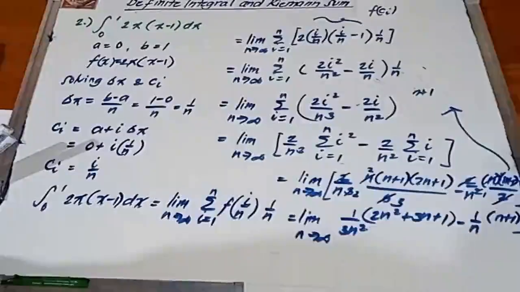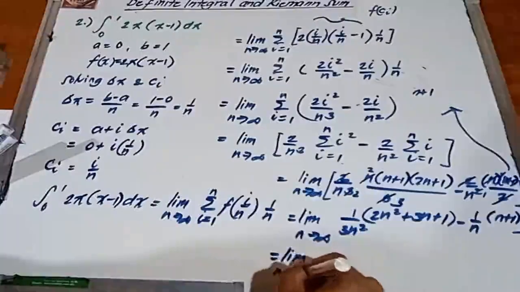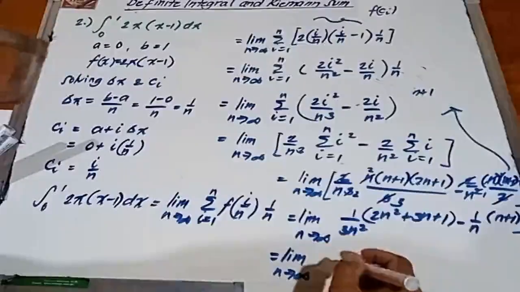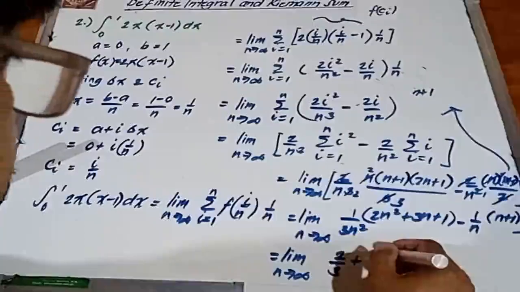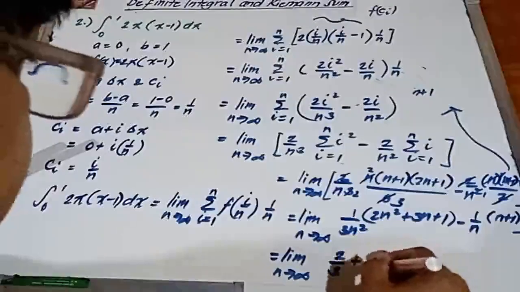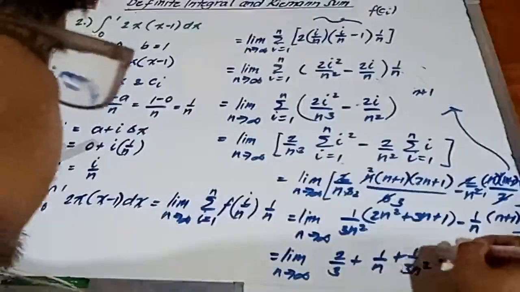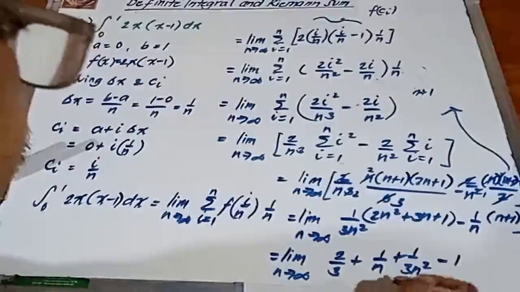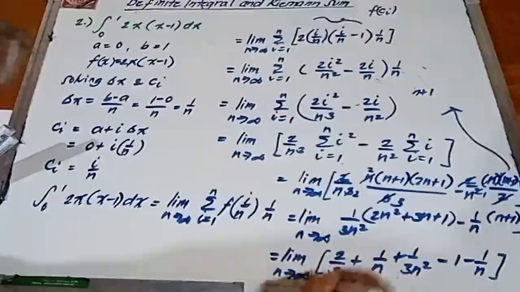Okay, ang kasunod. Expand natin, we have limit, n approaches infinity. This is 2/3 plus, cancel yung n. So, 1 over n plus 1 over 3n squared minus 1, then minus 1 over n. Okay? So, evaluate natin yung limits.